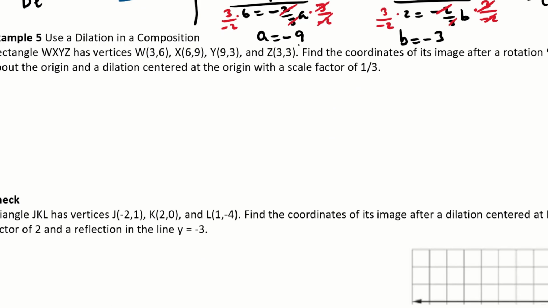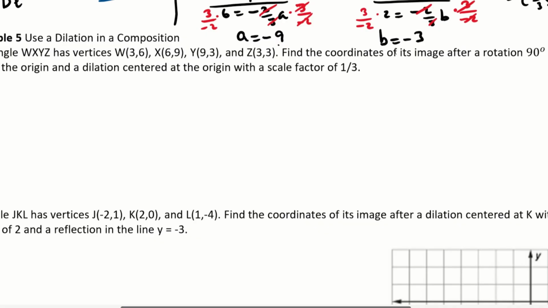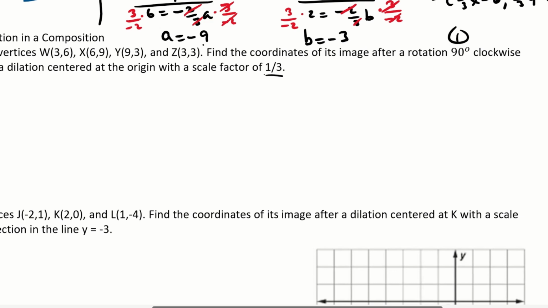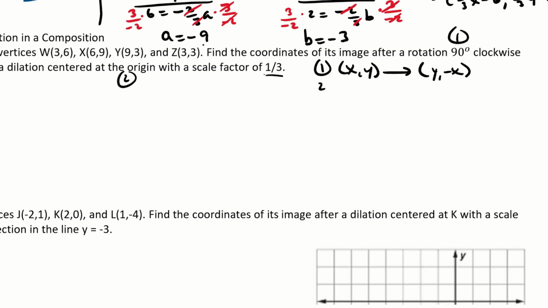All right, so let's go and wrap this up. So we said, example 5, it says rectangle has the following vertices. Find the coordinates of its image after a rotation of 90 degrees clockwise about the origin and a dilation centered at the origin with a scale factor of 1/3. Okay, so we got this rule and we got this rule, the dilation. The coordinate rule number 1, if we want to rotate 90 degrees clockwise, is y, negative x. You just have to know that formula, or that coordinate rule.